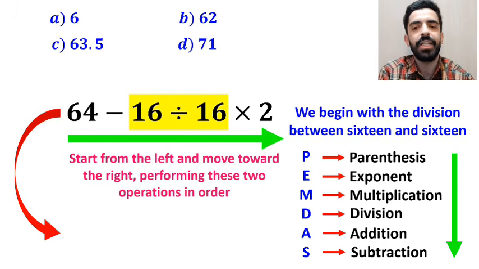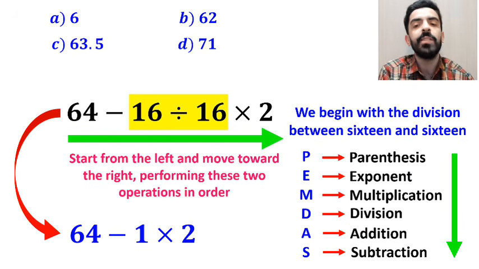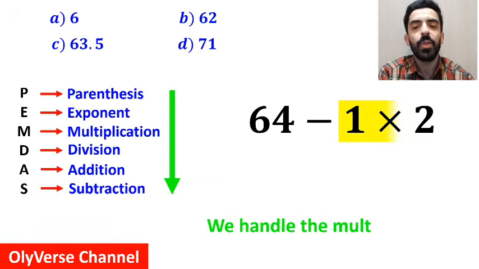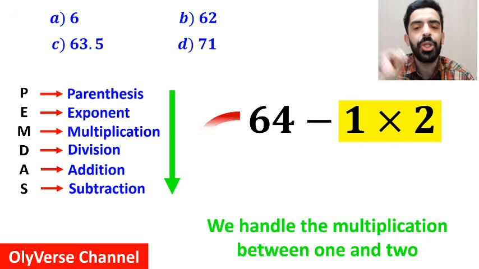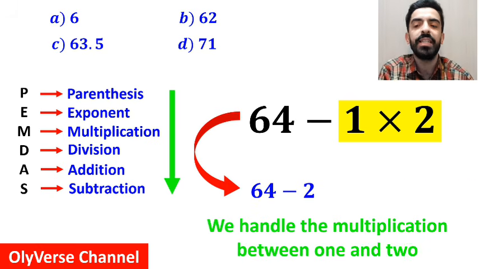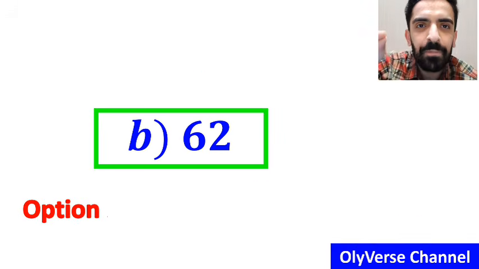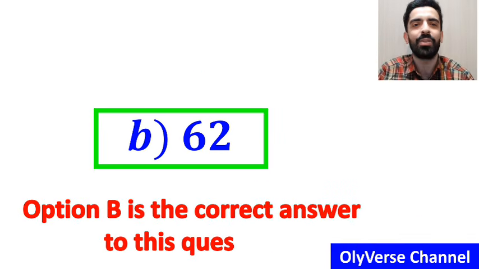And instead of this expression, we can write 64 minus 1 then times 2. And the final step, we handle the multiplication between 1 and 2. And this expression simplifies to 64 minus 2, which finally gives us the answer 62. That's great. Option B is the correct answer to this question.